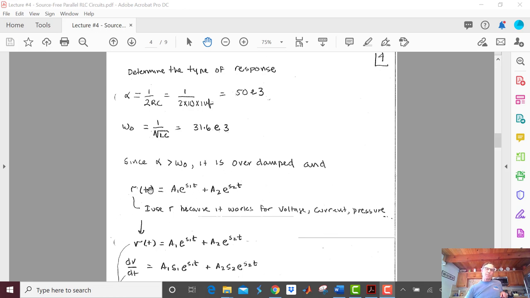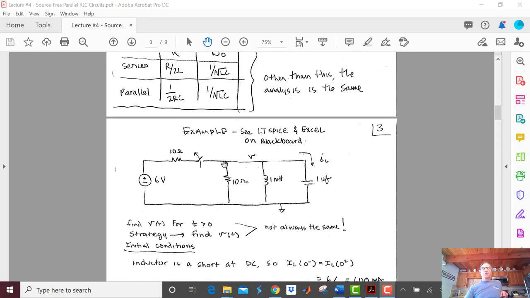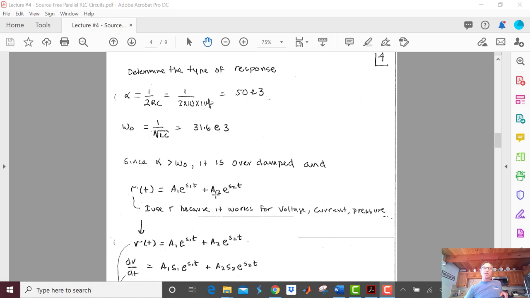This equation, I'm going to go into just a little bit more. This equation would cover the voltage here, or the current here, or the current here. It'd have different constants in it for A1 and A2, but S1 and S2 would be the same because they are characteristics of the circuit. So that's kind of an important thing.